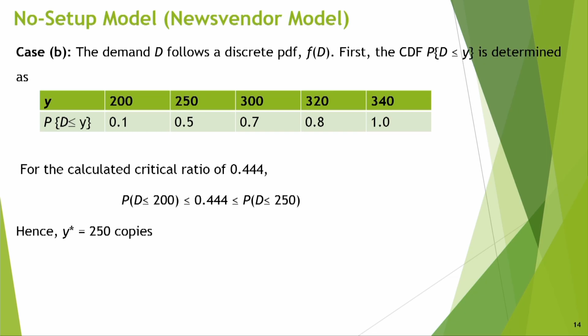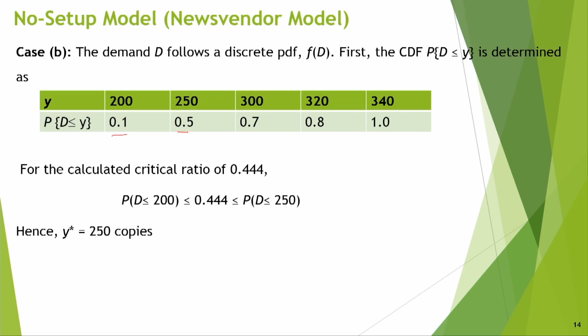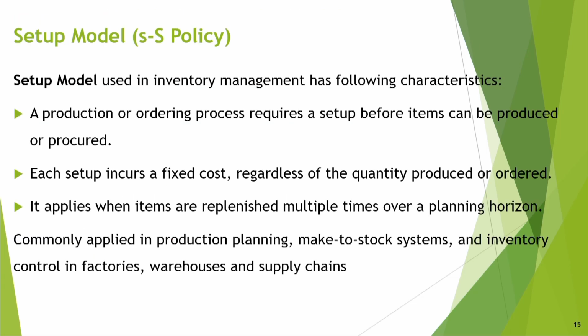In the second case, if the demand D follows a discrete PDF, first the cumulative distribution function is determined. You keep adding: this is 0.1, then this will be up to 0.5, then this is 0.7, this is 0.8, and this is 1. Up to 200 you keep adding; that probability was 0.2, so it becomes 0.7. Now, the critical ratio is 0.44. So, naturally it is below 250 and above 200. Therefore, you order 250 copies, because you can order only discrete quantities.